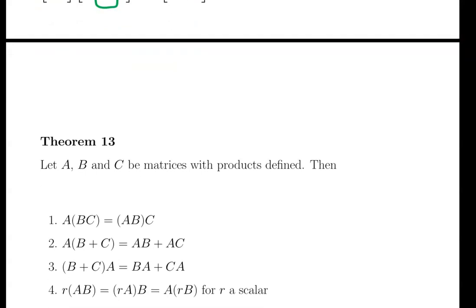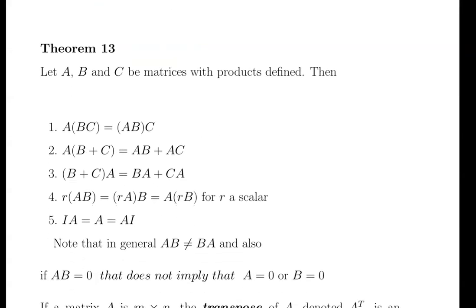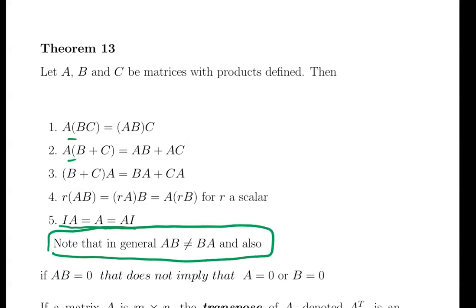Again, A, B, and C are matrices with products defined. So we have left and right distributivity for multiplication and addition, along with scalars here. Here we have an identity matrix, right? The identity matrix times A is the same as A, or A times the identity matrix. And note that you don't get this for free, right? This is commutativity of multiplication. AB in general does not equal BA with matrix multiplication.